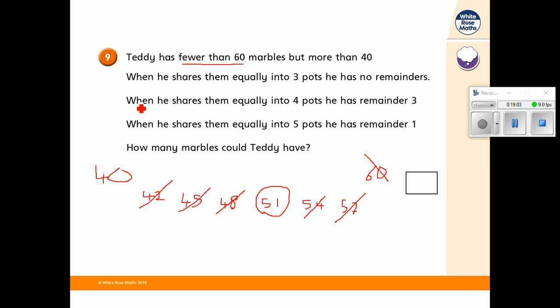Next, the final part of the question: when he shares them equally into 5 pots, he has a remainder of 1. Okay, that looks good because 51, if you divide that by 5, if you keep taking away 5 from 51, you will get down to 1. So the answer is 51.